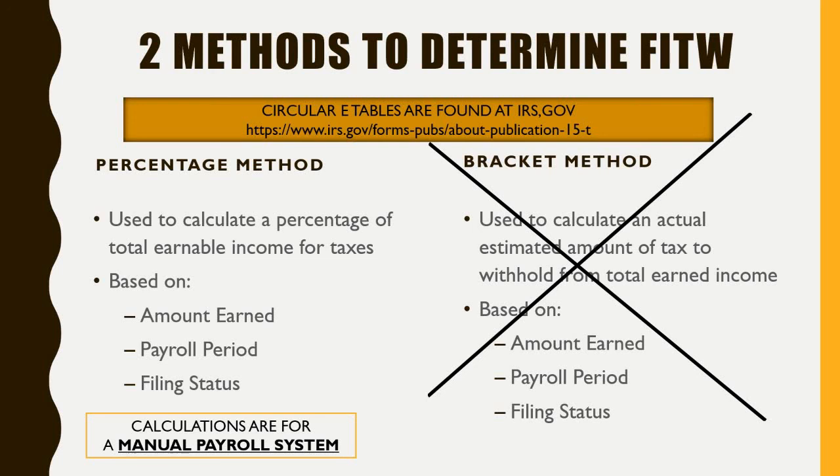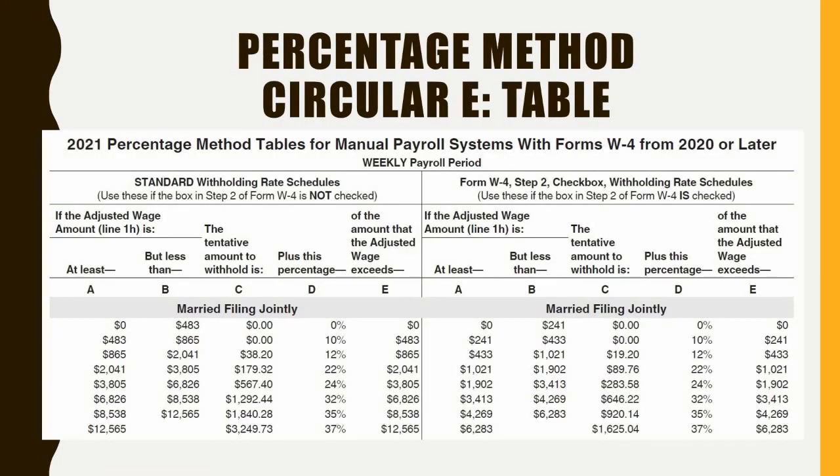So in this case, we're going to be looking at the percentage method, okay? So how do I use the percentage method to go ahead and use the Circular E table? So this is what the Circular E table is. You're going to designate it by looking at which table you're going to be working at. It's going to be looking at the pay period and what kind of filing status you've claimed on your W-4 form, and so on and so forth.